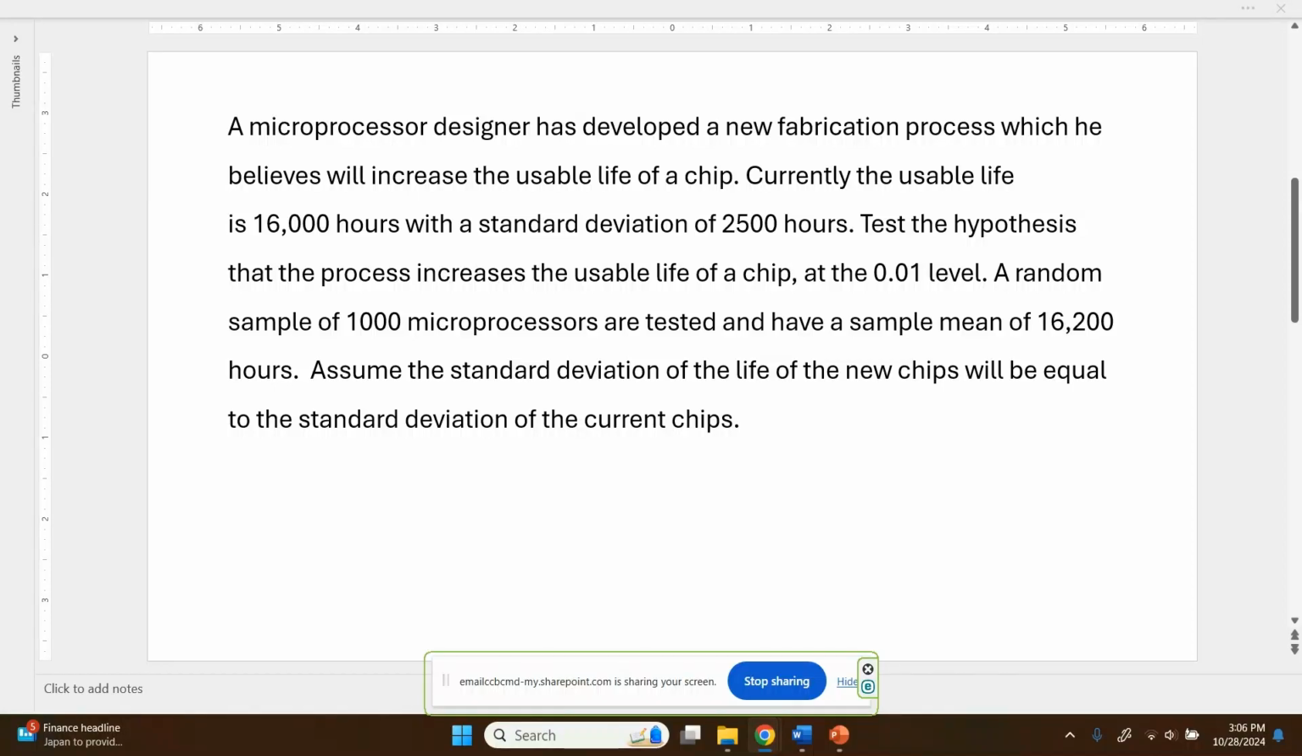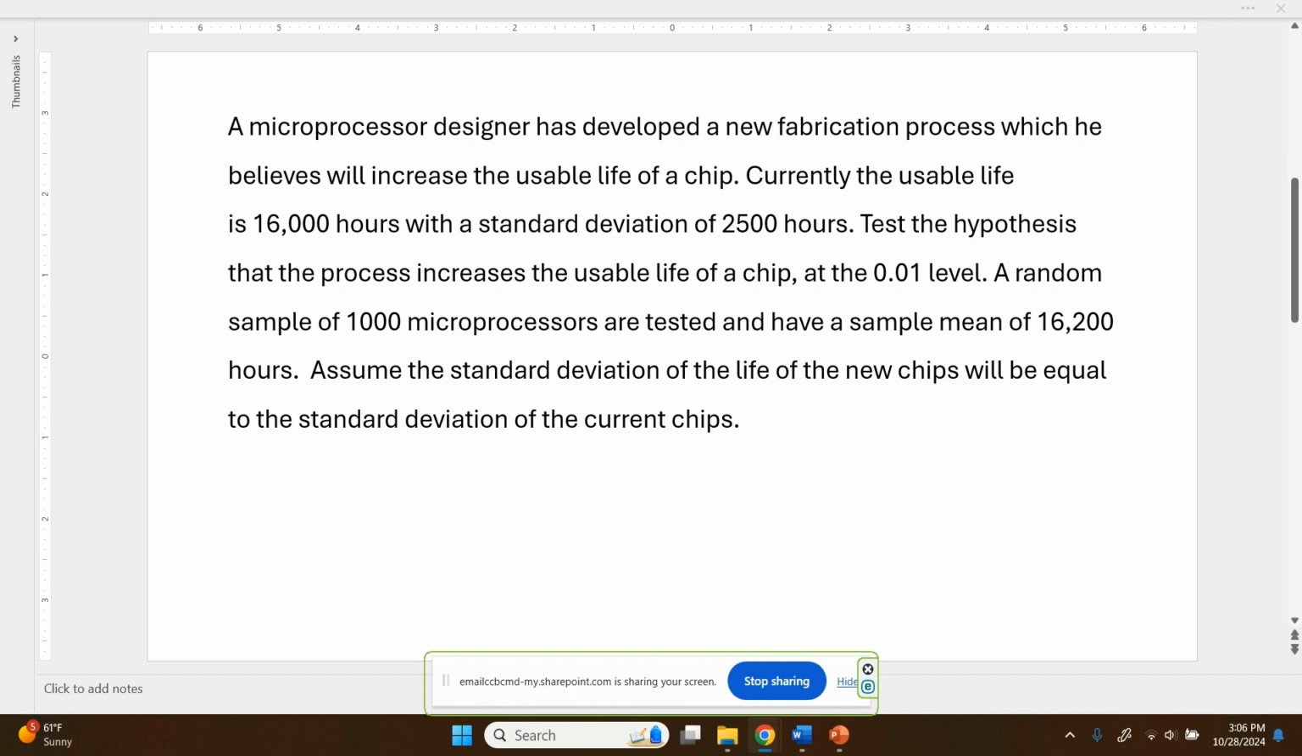Let's solve this hypothesis testing question using Rguroo. A microprocessor designer has developed a new fabrication process, which he believes will increase the usable life of a chip. Currently, the usable life is 16,000 hours, with a standard deviation of 2,500 hours. Test the hypothesis that the process increases the usable life of a chip at the 0.01 level.